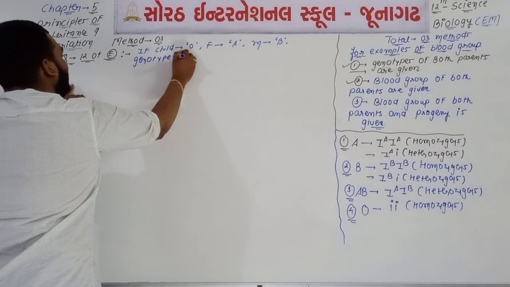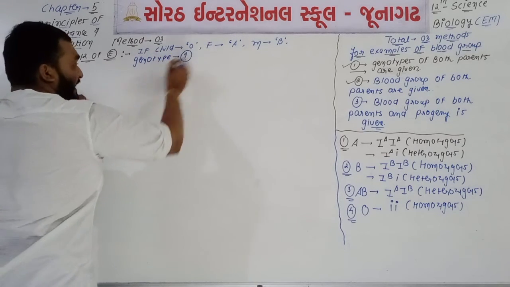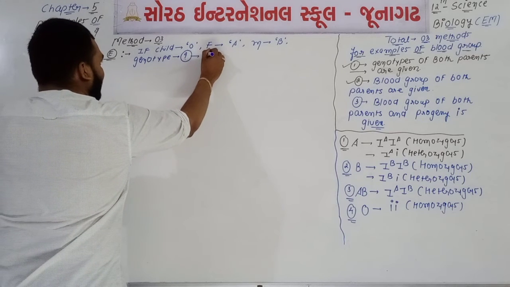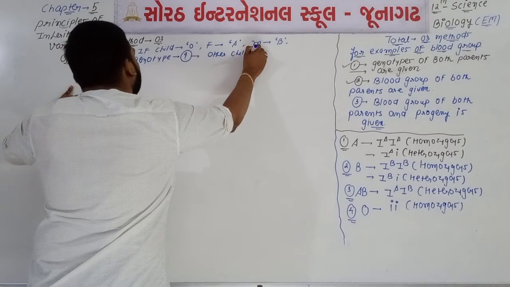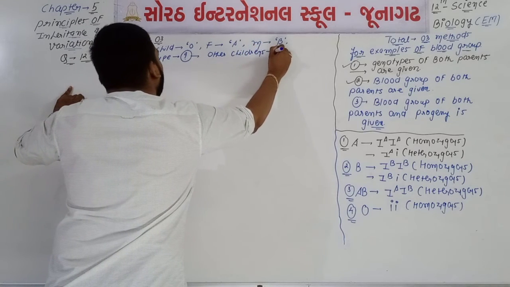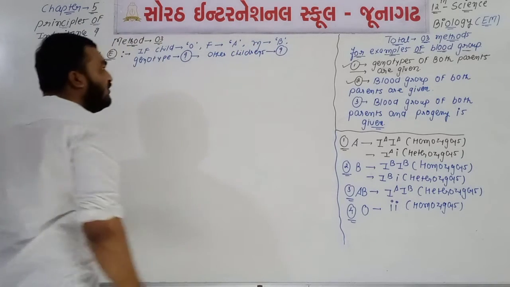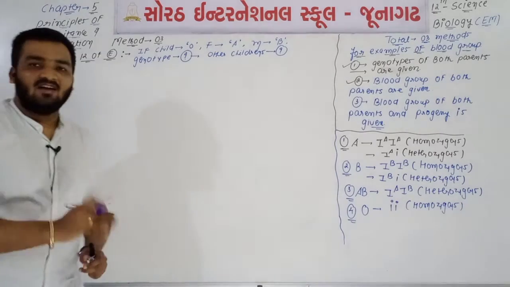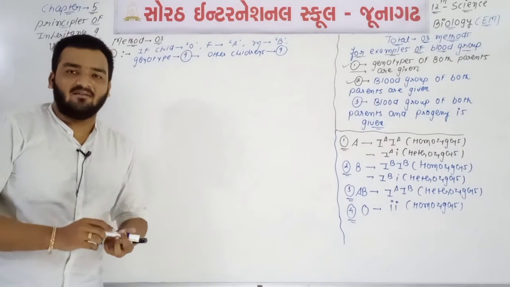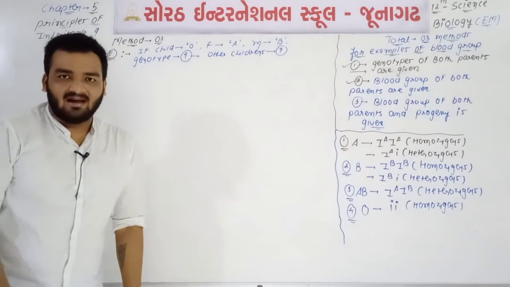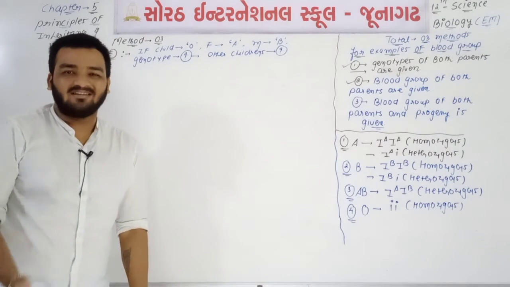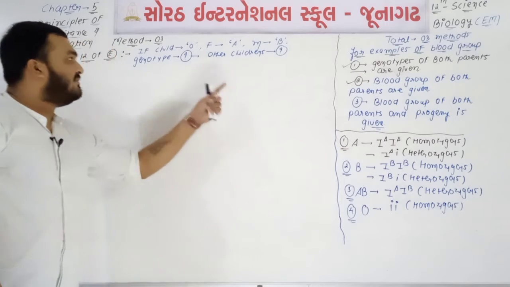What is the genotype of father and mother, and what is the genotype of their other children? See, the blood group of all are given: the father, the mother, and the children. From the blood group we must find the genotype of the parents, and the other possible genotypes or blood groups of their remaining children.